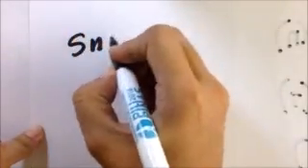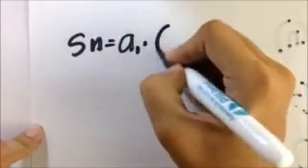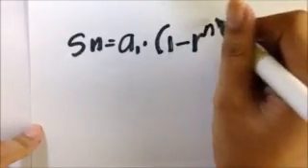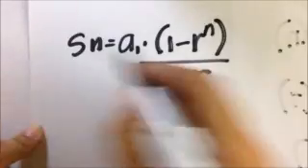The formula of the sum in a geometric series is Sn is equal to a1 times the quantity of 1 minus r raised to n over 1 minus r.